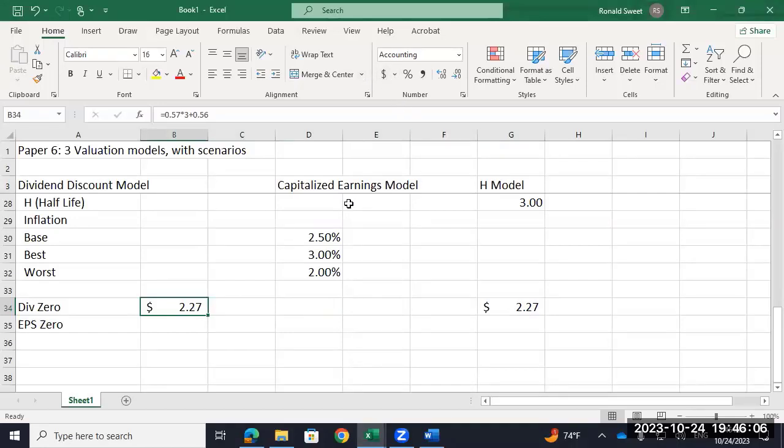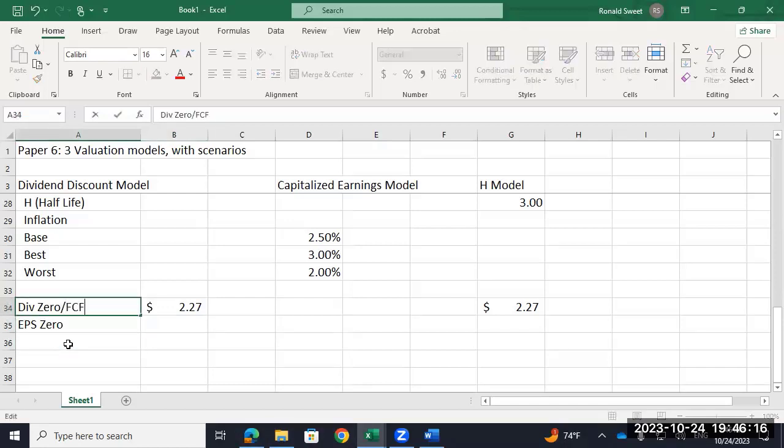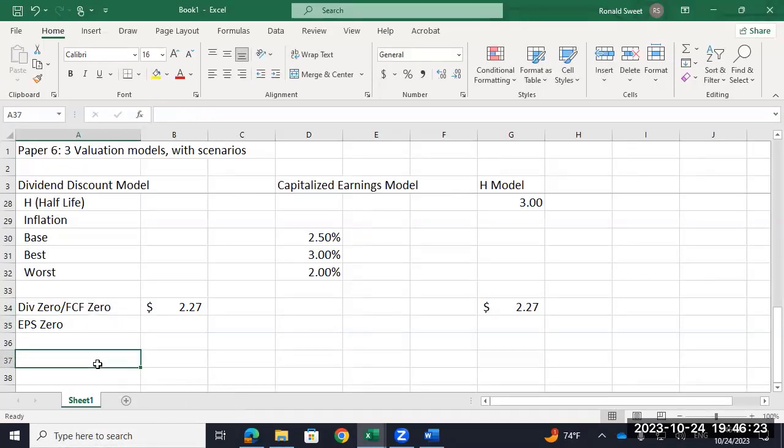Yeah, I'll show you the substitute for that. Well, let me do it now. It's not a bad time. So if you don't have dividend zero, you can use free cash flow zero. All right. So how do we do that? Let me show you how I do that.